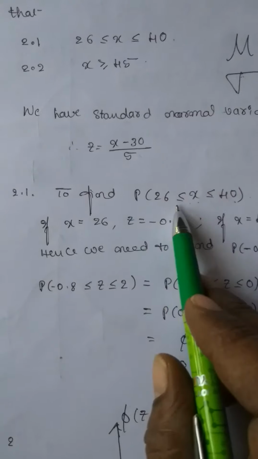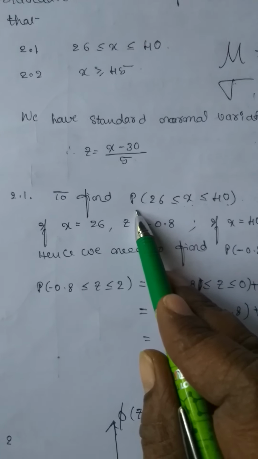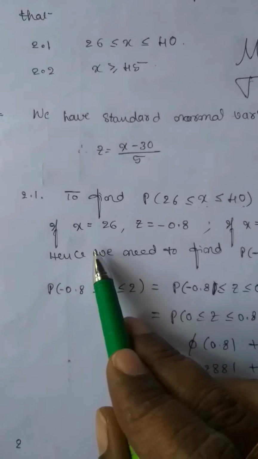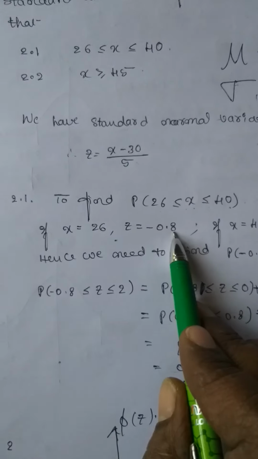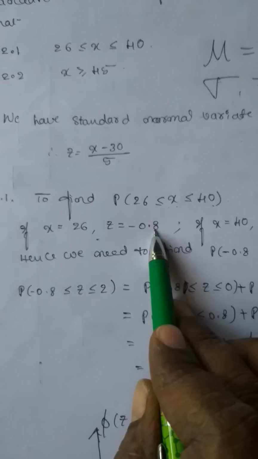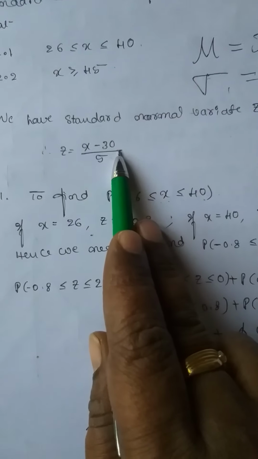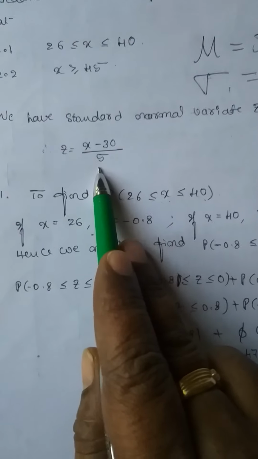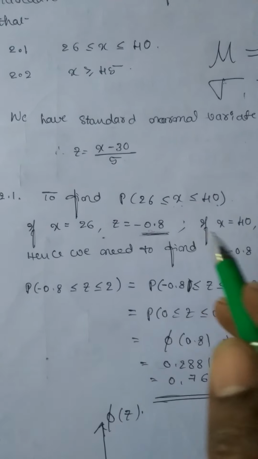How? First I have to calculate what the z value will be when x is equal to 26, and what the z value will be when x is equal to 40. That's what we are doing. So when x is equal to 26, my z will be minus 0.8. You may think how we got this. Substitute this x in this equation, so it becomes (26 minus 30) divided by 5. If you do that, you are going to get z is equal to minus 0.8.